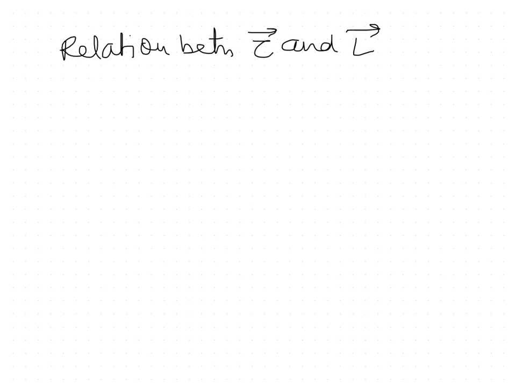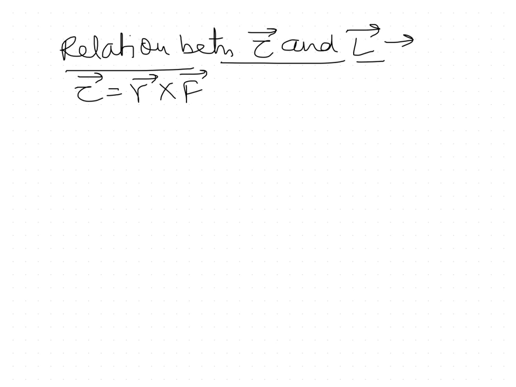So next, our objective is to determine the relation between torque, which is represented by tau, and angular momentum, which is represented by the L vector. To determine the relation between these two, we use the formula of both: tau is equal to r cross F, and L can be defined as r cross p. So these are the formulas.